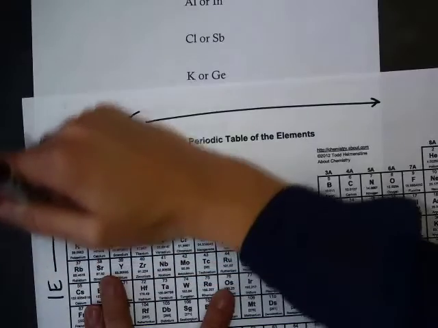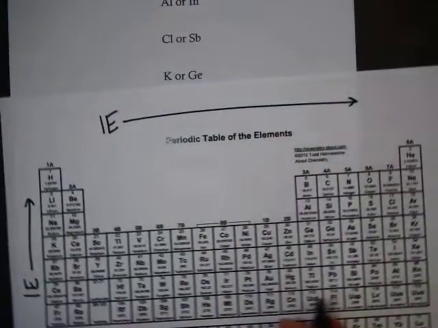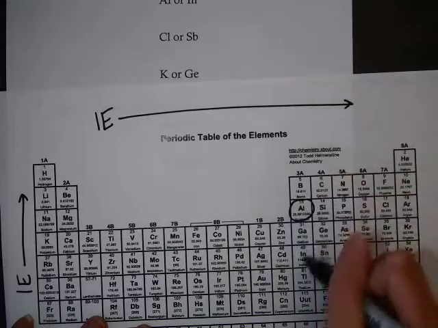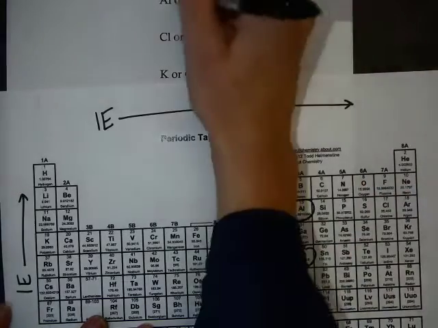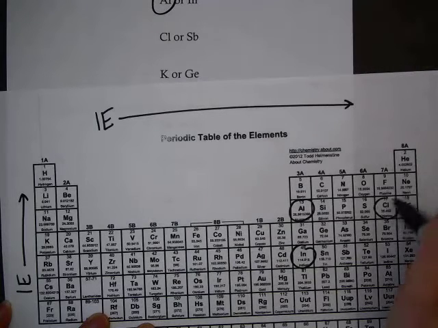In the up-down direction, the further the electron is from the nucleus, the easier it is to pull off, so they'll be higher toward the top of the periodic table. So when I look at aluminum and indium, aluminum should have the higher ionization energy. That one, the electron will be closer to the nucleus.